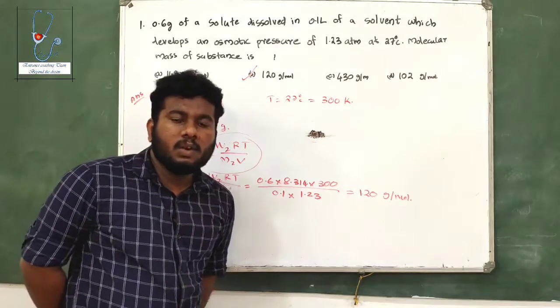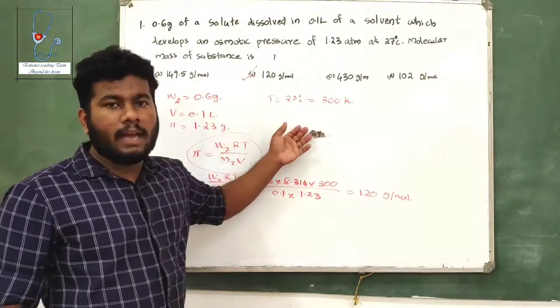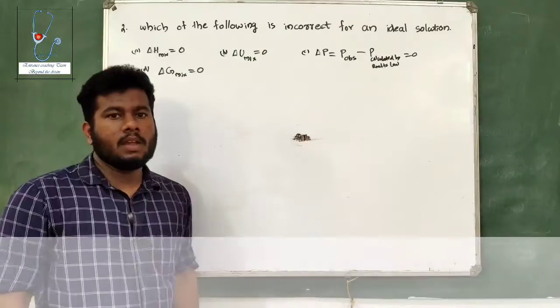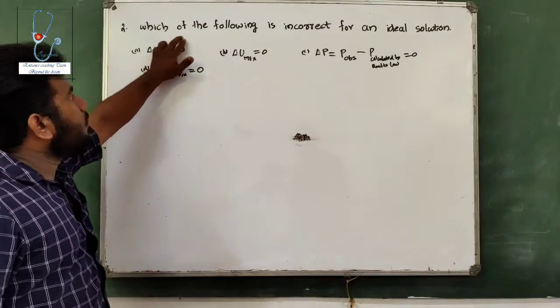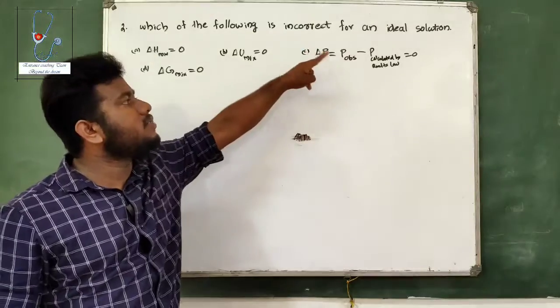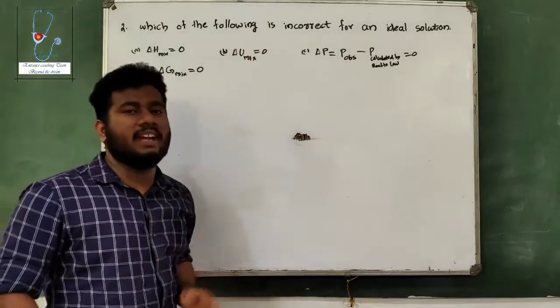Okay. You clear that? You got that? Then you may write this in your notebook. Okay, next question. Second question. Which of the following is incorrect for an ideal solution?